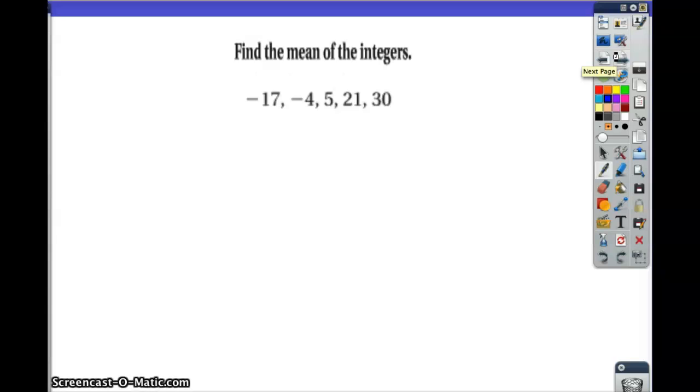And finally, we're going to find the mean of these integers. The way I would do this, again, to find the mean, you add them all up and divide by how many numbers in the group or in the list. In this case, there's 1, 2, 3, 4, 5 numbers. I would add all the negatives together and then add all the positives together and then combine. So here you got negative 17 and negative 4. Add those together and you get a negative 21.